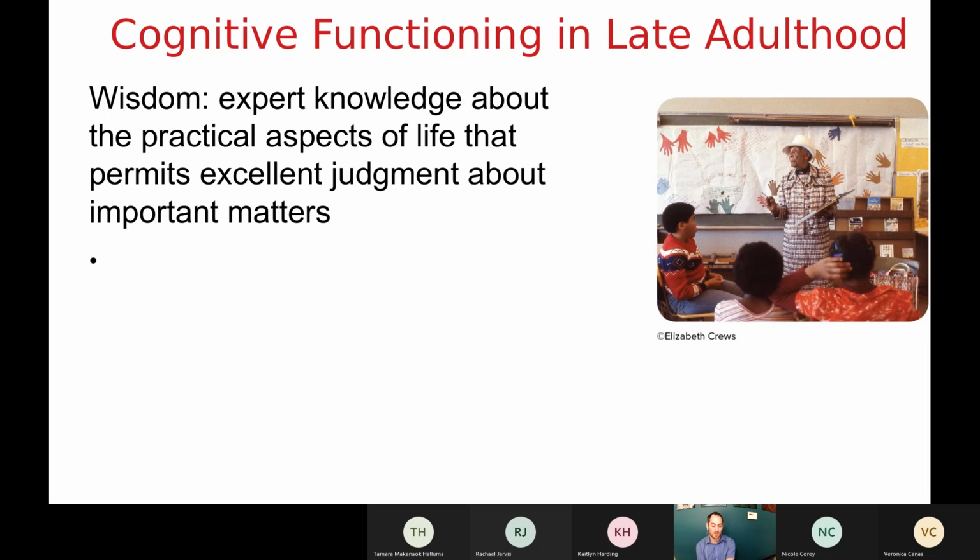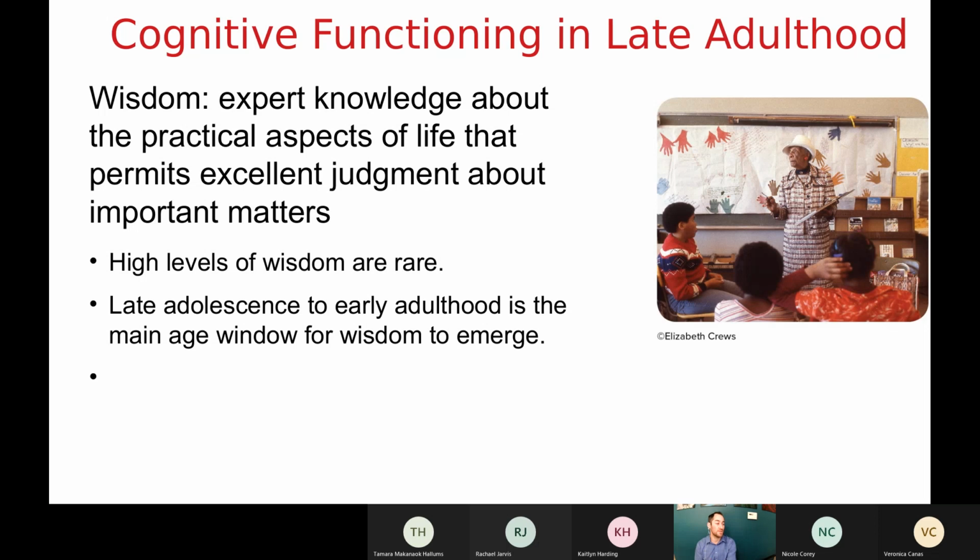So it used to be thought that wisdom was really highly correlated with cognitive capacity, so cognitive speed, processing, things like that. Interestingly though, high levels of wisdom are rare. If you take 10 people, you're not likely to have more than 2 or 3 of them having high wisdom. And interestingly, late adolescence and early adulthood, and I think we talked about this when we were talking about early adulthood, are the primary ages to see wisdom developing.